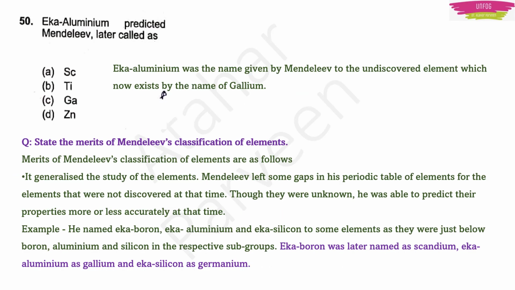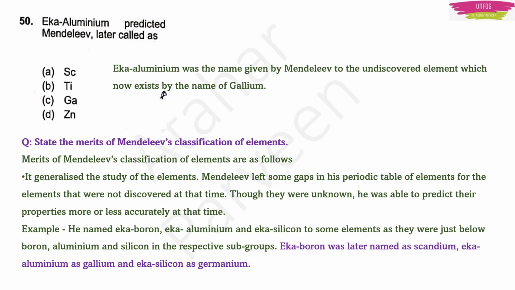Now, this question I have taken from your previous year question paper. Eka aluminium, as predicted by Mendeleev, was the name given by Mendeleev to the undiscovered element which now exists by the name gallium. Okay, gallium. Not only for gallium, he had given names for scandium and germanium also. For this, I have put a question here. This type of question can be asked. State the merits of Mendeleev's classification of elements.